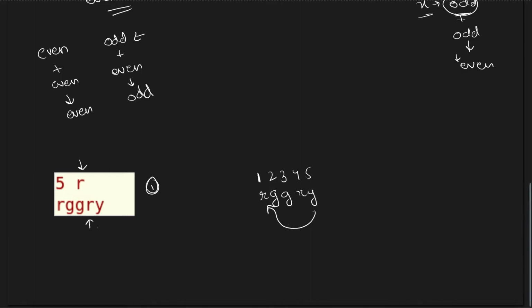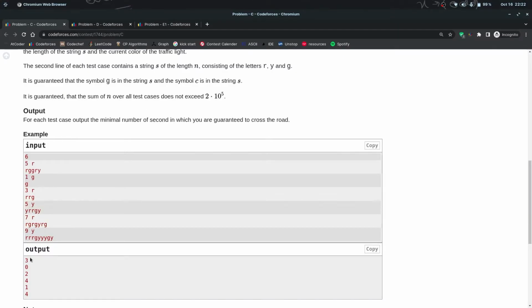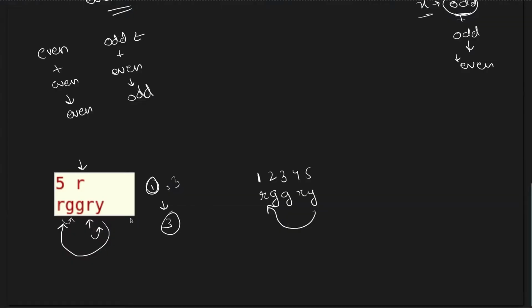If I was at this particular R, then after 1 second I would be at the fifth position. Then for the next second I would be at R again, and then for the next second I would be at G, right? So it takes a total of 3 seconds. The maximum of this is 3, and hence the answer for this test case would be 3. So we just have to print the maximum of all of those values, because that maximum value guarantees that in this amount of time we would definitely reach a G in our string.